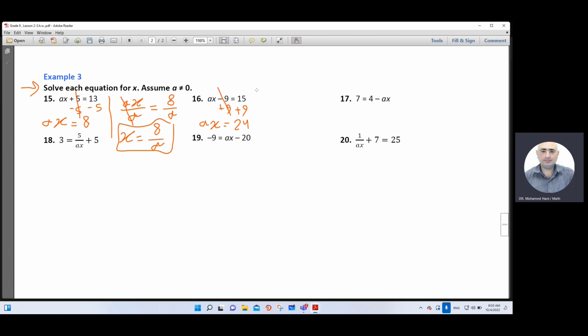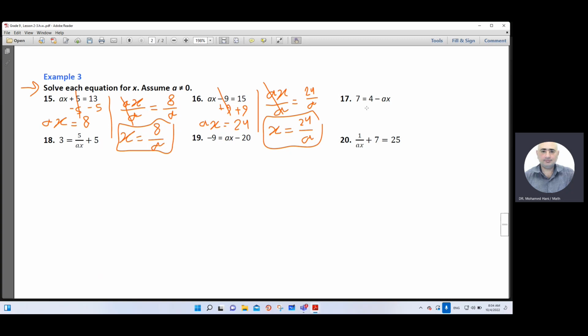Then we want to remove a from this side, so we can divide the two sides by a. Divide here by a and divide here by a. So a divided by a is 1, and 1x means we have x equals 24 over a. This is the solution. A means any number except 0, okay?